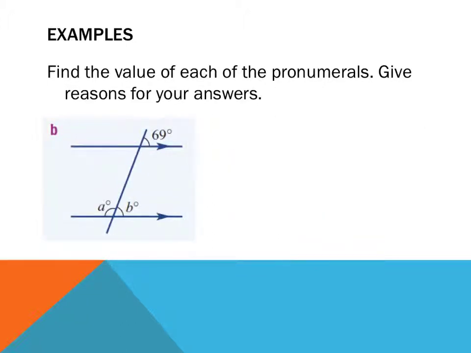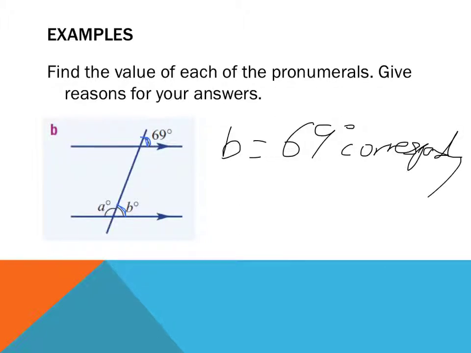Next example: find the values of each of the following pronumerals, and give a reason for your answer. Now I know that this angle here and this angle here are corresponding, because of the two places that they're on. If this top one is 69 degrees, B is going to equal 69 degrees. Why? Corresponding. It's a bit of dodgy writing of corresponding.